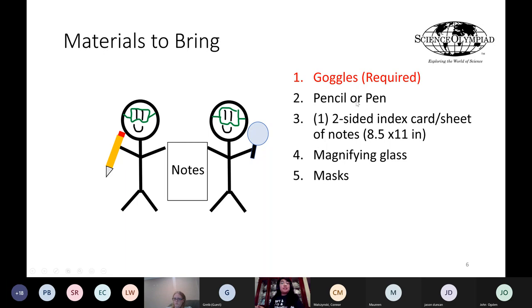They also need a pencil or a pen. I will have extras on hand, but it's best for them to provide their own. They can also bring one two-sided index card or sheet of notes up to the size of an 8.5 by 11 inch sheet of paper, and they can write on both sides. They also need a magnifying glass for identifying the prints and powders. It'll really help them. And as we all know, with the COVID pandemic, we do need masks for everyone's safety.